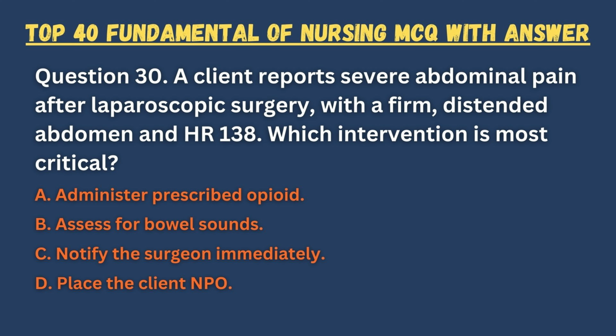Question 30. A client reports severe abdominal pain after laparoscopic surgery, with a firm, distended abdomen and heart rate 138. Which intervention is most critical? A. Administer prescribed opioid. B. Assess for bowel sounds. C. Notify the surgeon immediately. D. Place the client NPO.